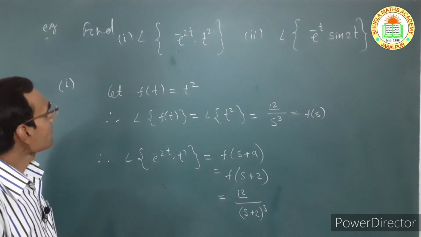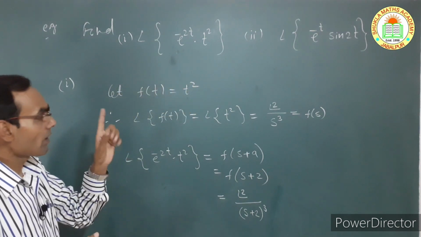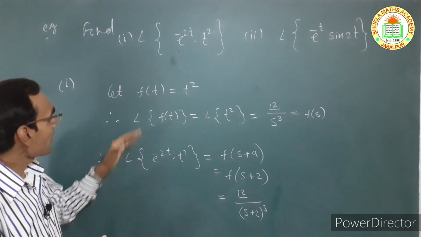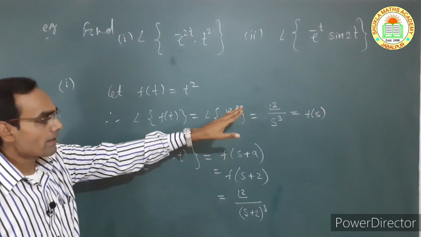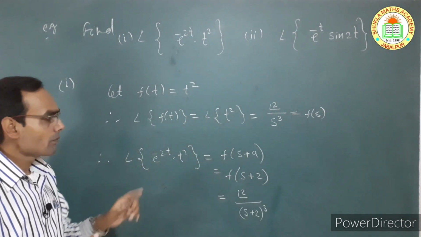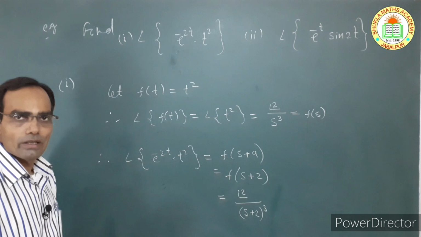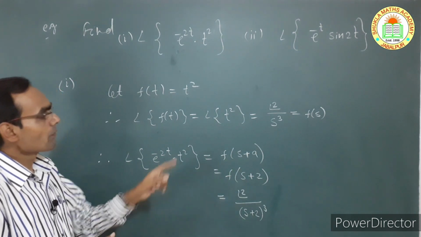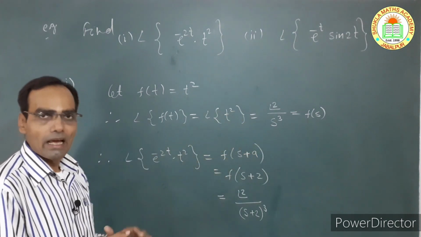So take f(t) as t square, the other factor of the exponential function, and find the Laplace transform of this f(t) = t square. The Laplace transform of t raised to n is factorial n upon s raised to n plus 1. Our n is 2, so it becomes factorial 2 upon s raised to 3. Now say it is F(s).